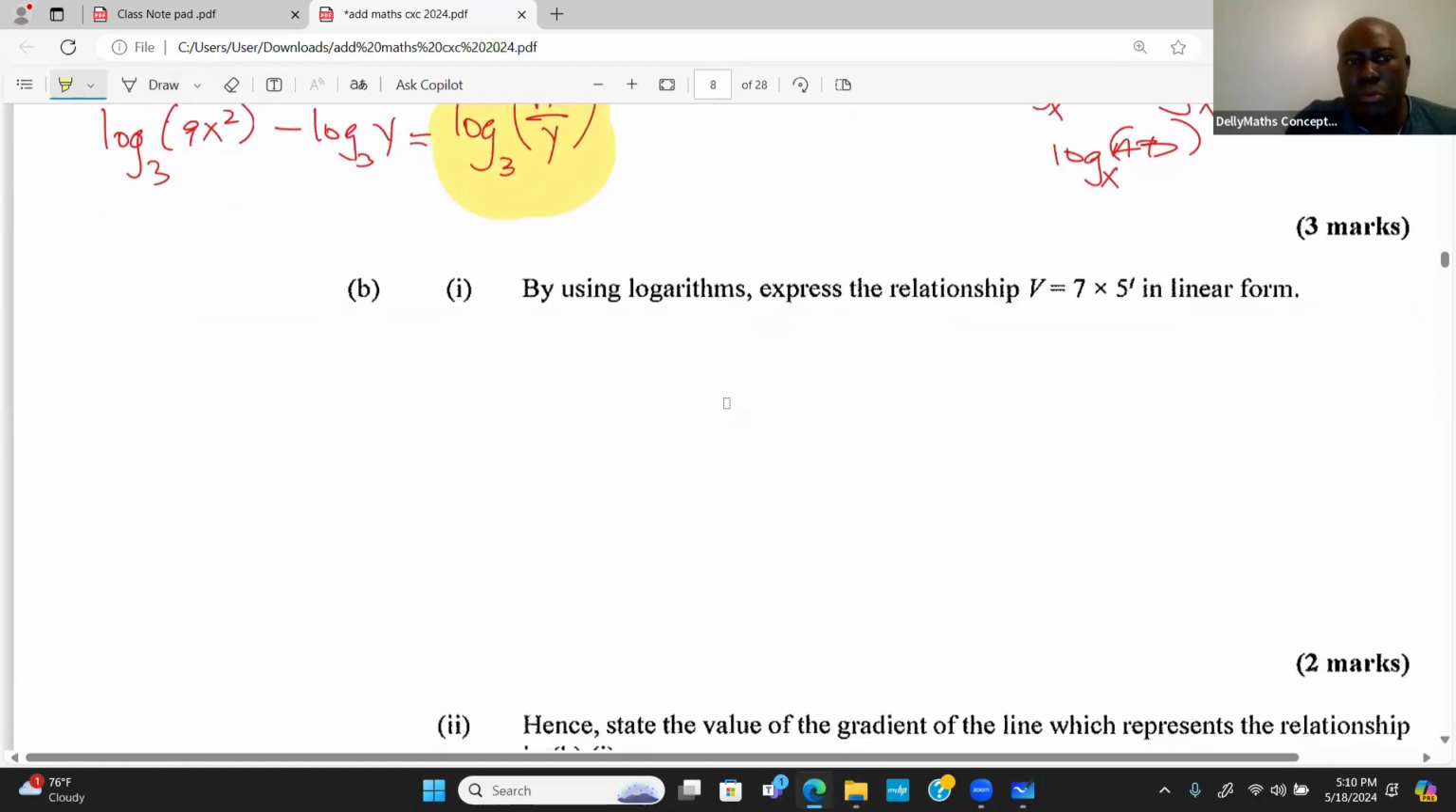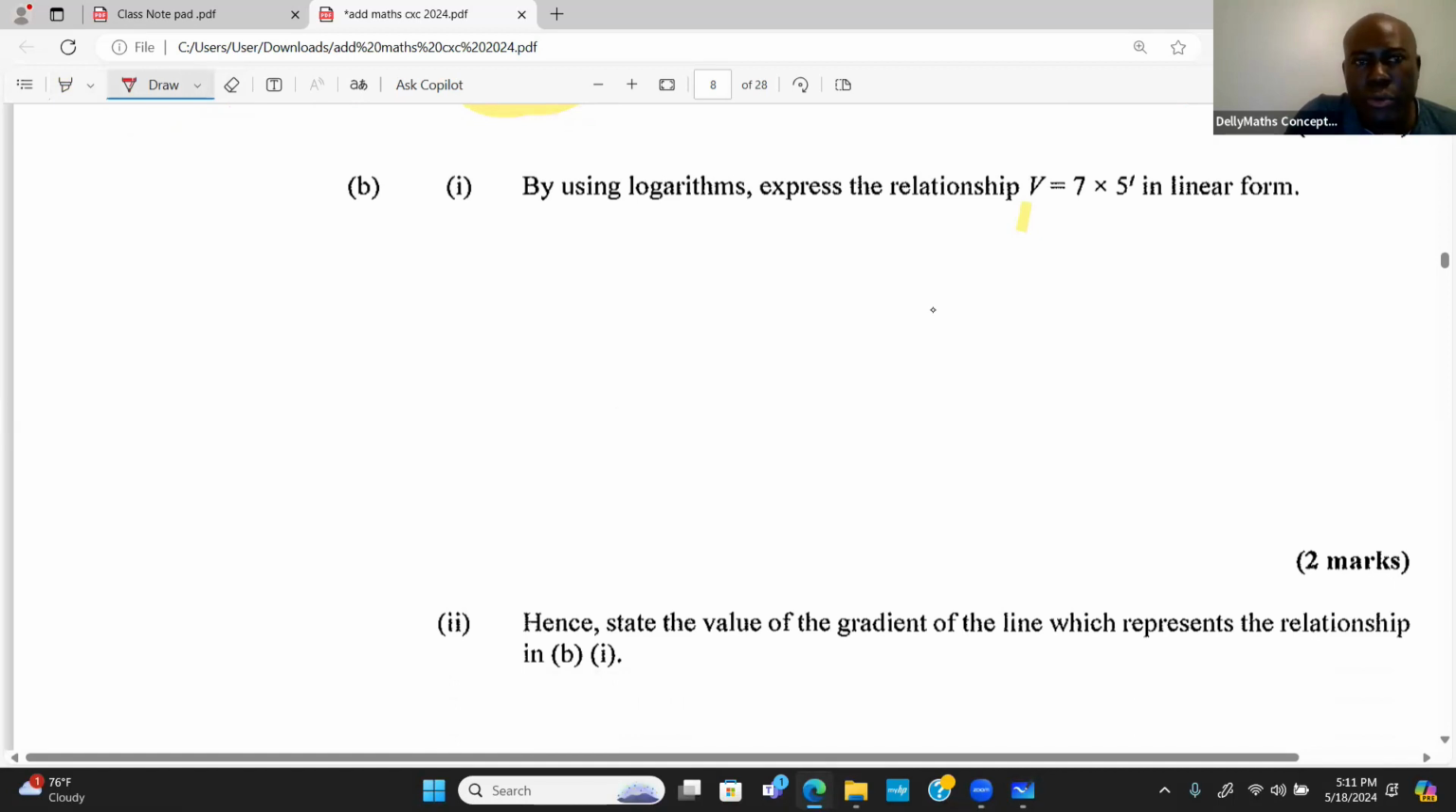That should be good. Let's jump on to the next question, which is the B part of what we're doing, right? So for the B part, now let us see what's going on. It says by using logarithm, express the relationship V equal to 7 times 5 to the t in linear form. So let me rewrite this just in case it's not really clear. All right, we're dealing with V equal to 7 times 5 raised to the t. All right, so we're going to have to just log everything.